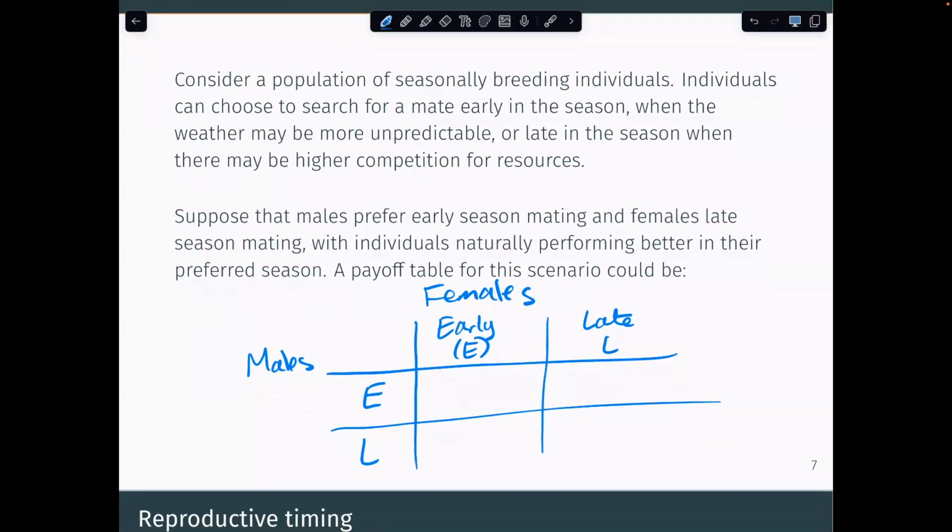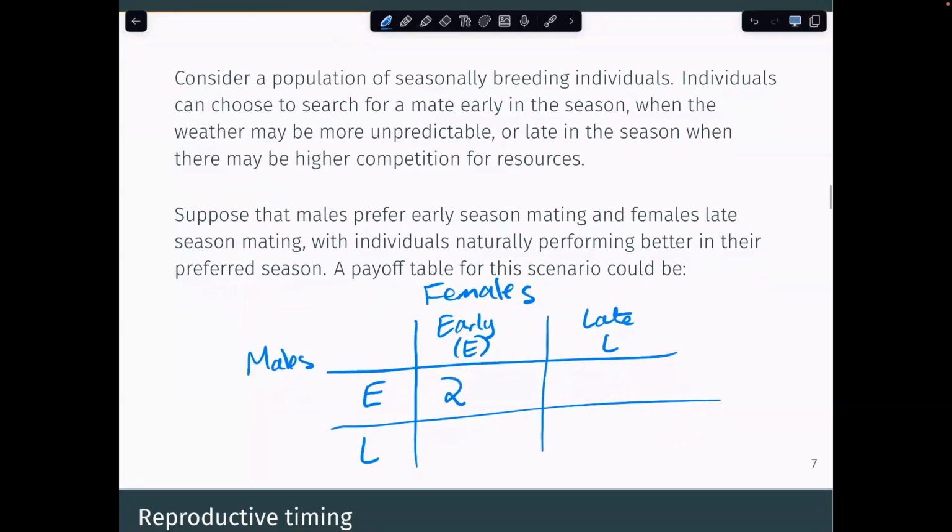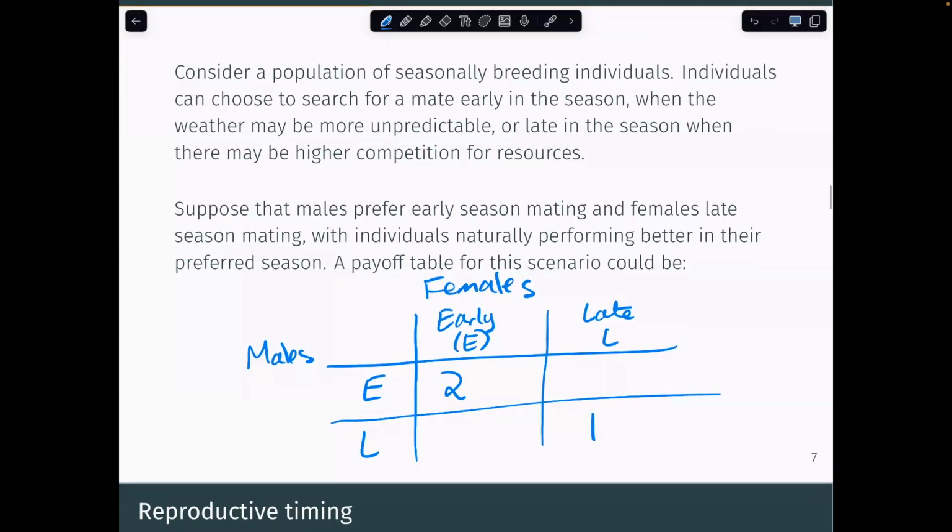And I'm going to assume that if an individual mates in its preferred time within the season, so males prefer mating early, then they get twice the payoff than they would if they mate in the later season. Okay, so in this case, males, I'm going to say they have a payoff of 2 if they mate in the early season. If they mate in the late season, they'll only get a payoff of 1.